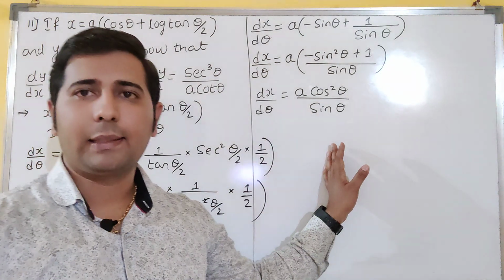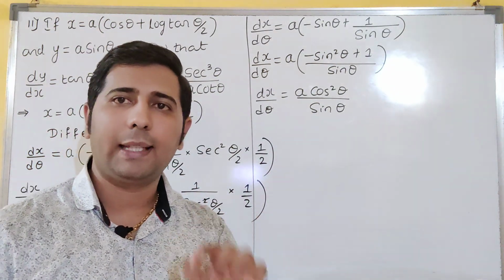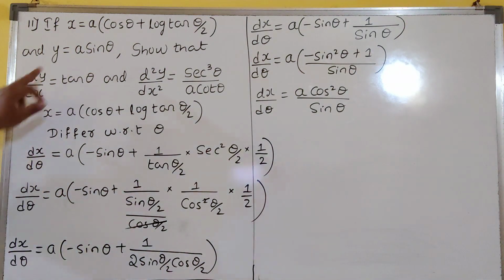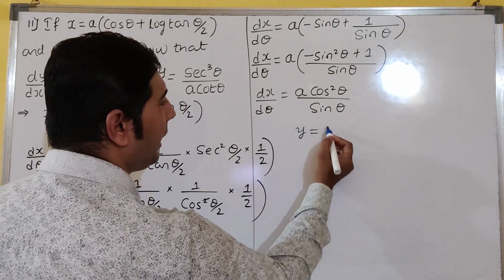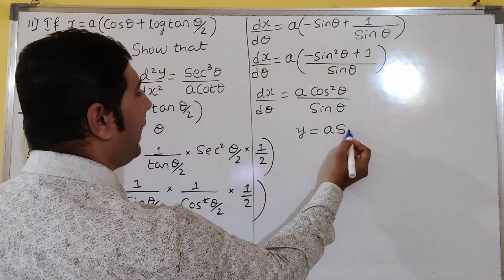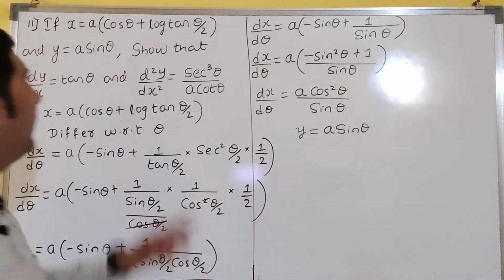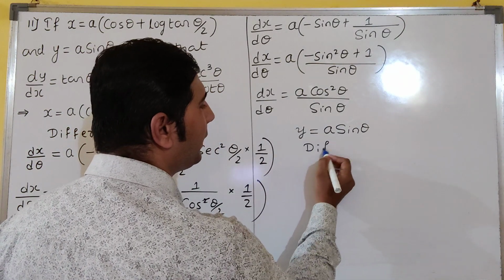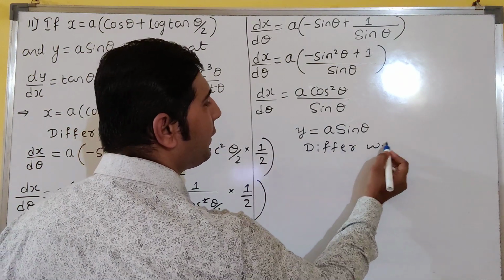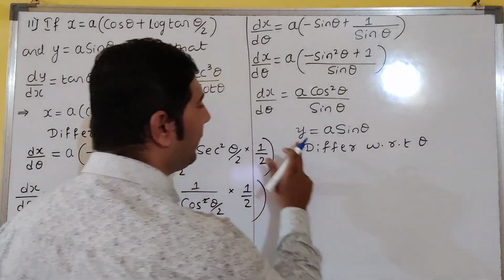dx by d theta, it is clear for everyone. So now let us see y now. Y is given, and now see, y is given as what? A sine theta it is given. Can you see? A sine theta. Now we can differentiate this also with respect to theta.